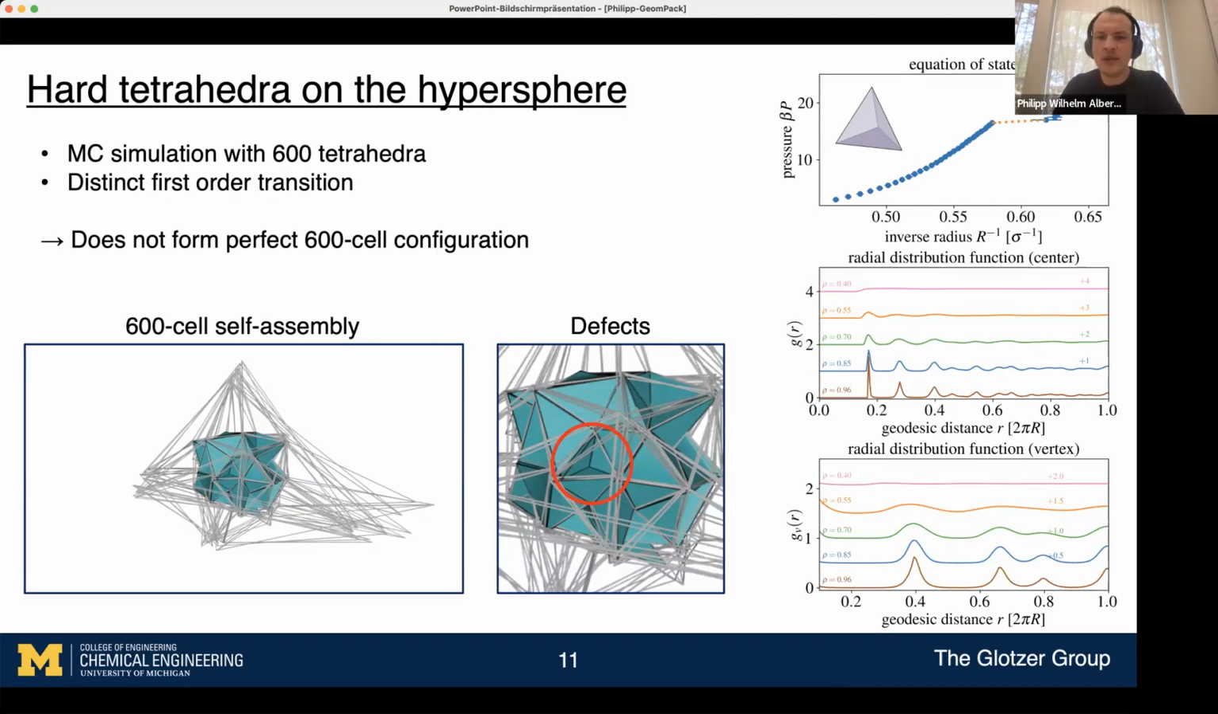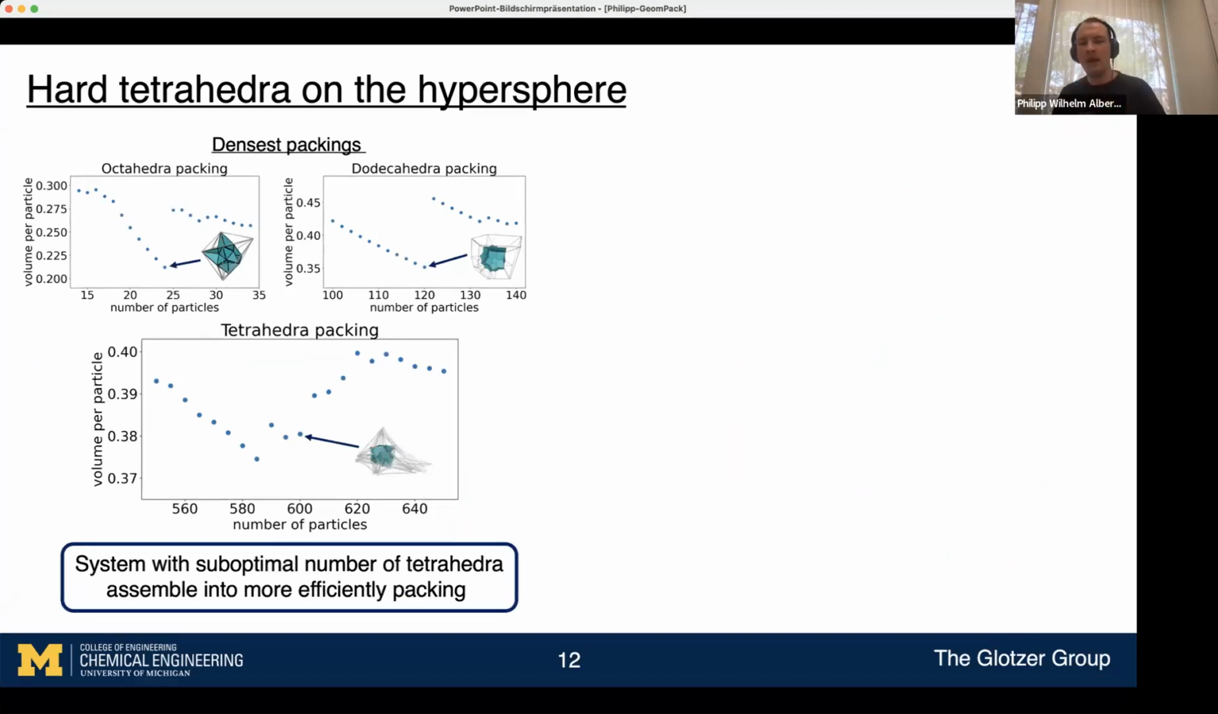And to look into this a little bit further, I did more simulations by not only looking at the perfect ideal number of particles, but going a little bit below and above, such that you have an excess of particles or a lack of particles. And what we can see here is that for the tetrahedron, you get the highest density regime exactly at this perfect 24 particles, which is again the 24 cell, or the 120 cell for the dodecahedra, where you need 120 particles.